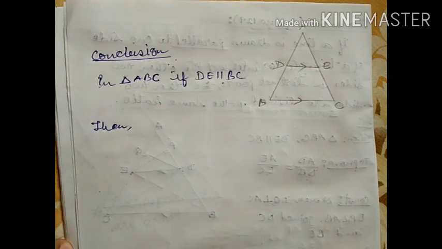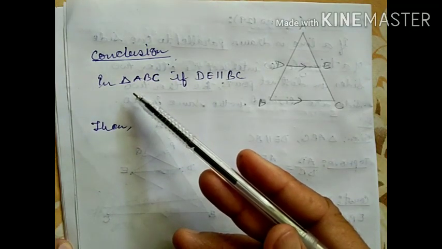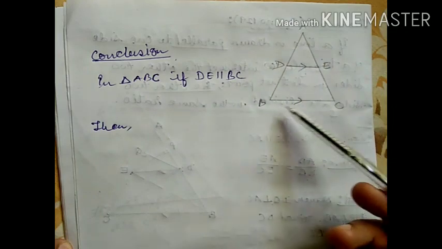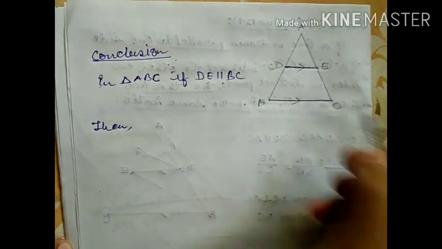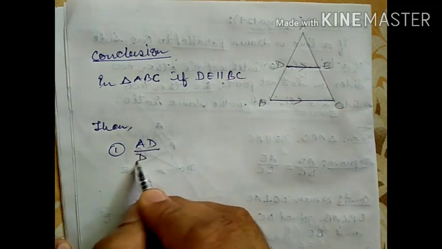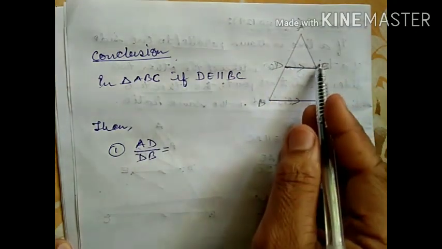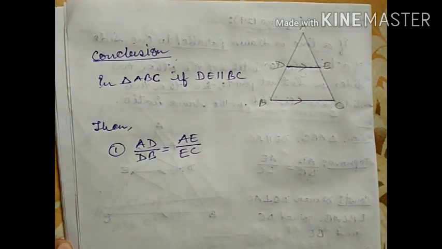Now I am going to write down the conclusion that we draw from theorem 6.1, and it is like this. Conclusion: if in a triangle ABC, if DE is parallel to BC, if the line DE is parallel to the line BC, then what are the things we can write? We can write AD by DB equal to AE by EC. That's what we proved just now.